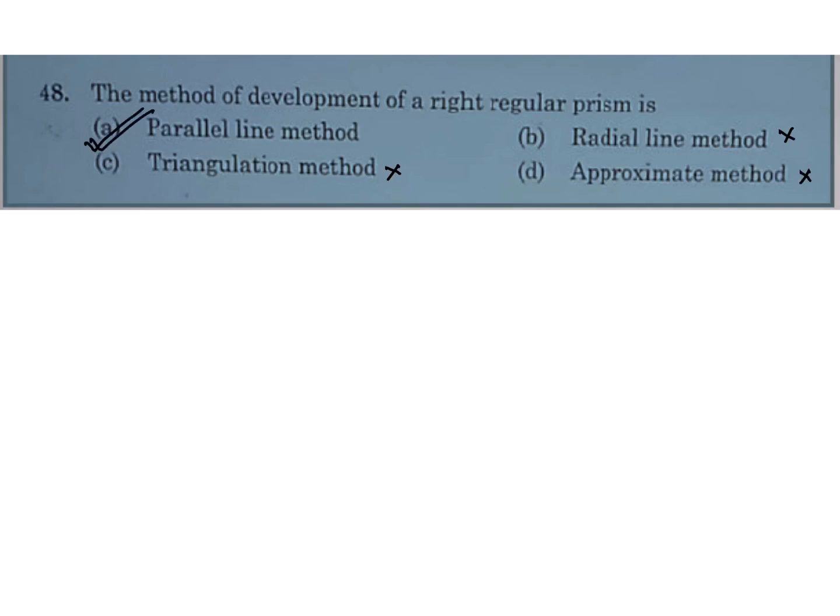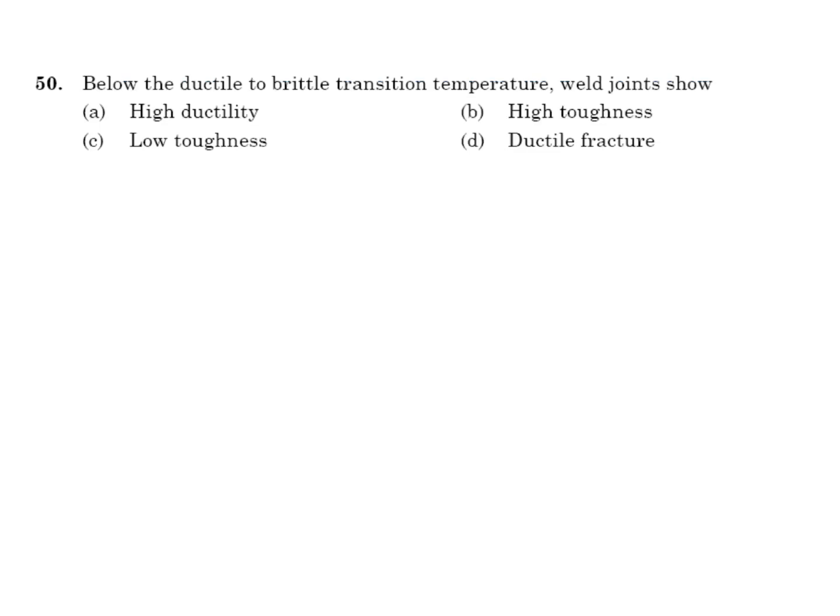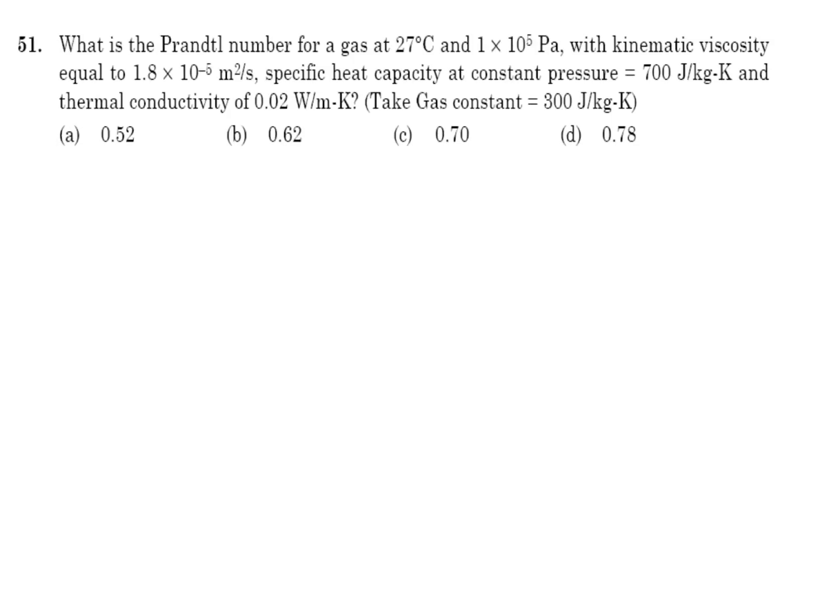Below the ductile to brittle transition temperature, weld joints show high ductility, no. High toughness, no. Low toughness, they will show. C is the answer.